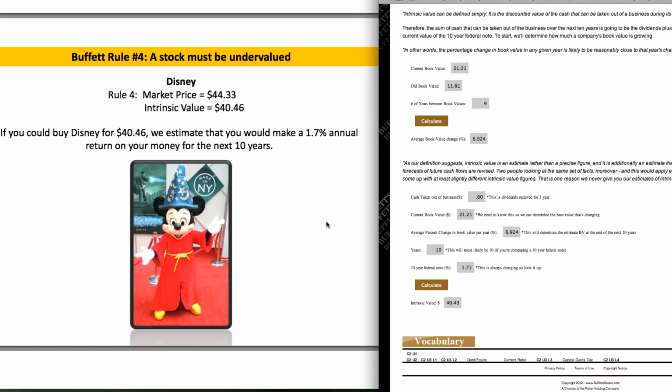To answer the question here, is Disney undervalued? The answer is no, it's not undervalued. It's actually overvalued. So although Walt Disney Company had checked out on the first 3 rules, when we came to the 4th rule, was the company undervalued?